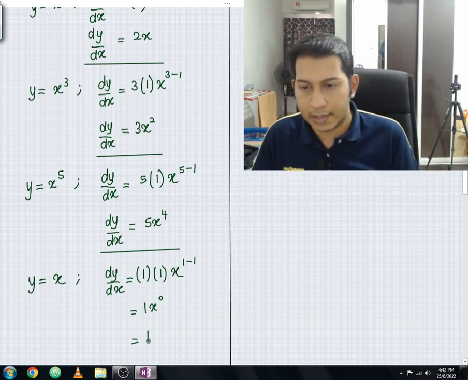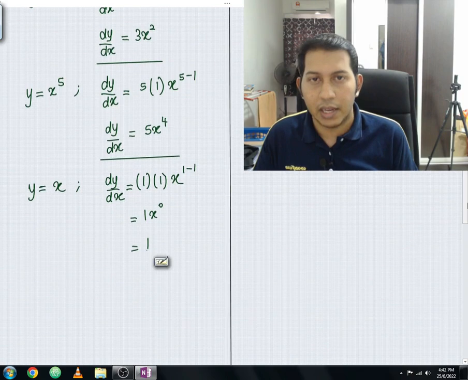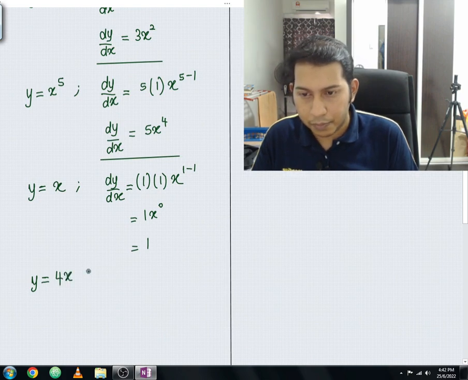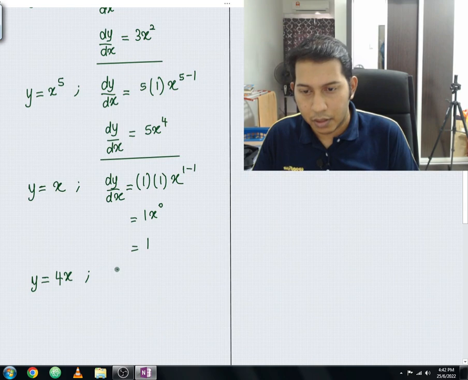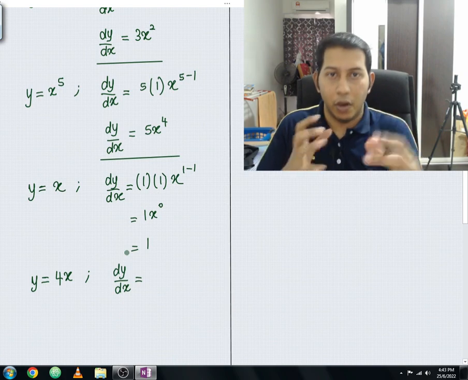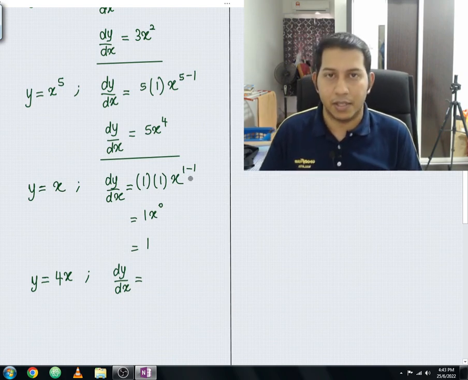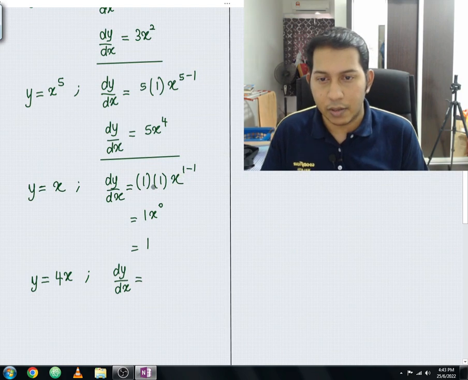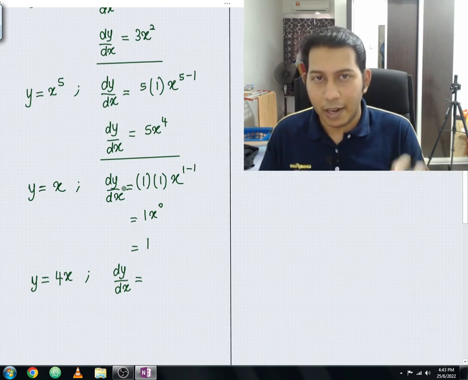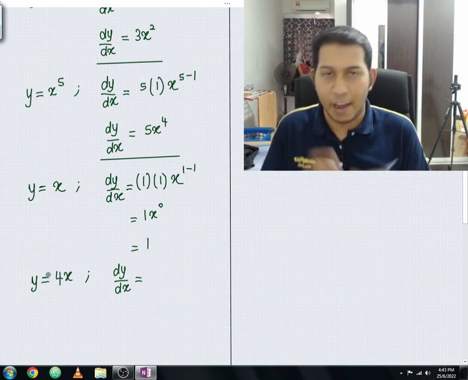Okay, so let me show you another example. If you still couldn't get this, let me show you another set of examples. Let's say y equals 4x. If you want to differentiate this, dy over dx is equal to 1 times 4. Actually you can just straight away write 4, but for your learning I'm doing these extra steps. Once you get very good at this, you can just write it directly, or even better, I don't want to spoil it too early, but let me just finish this and I will explain it later.